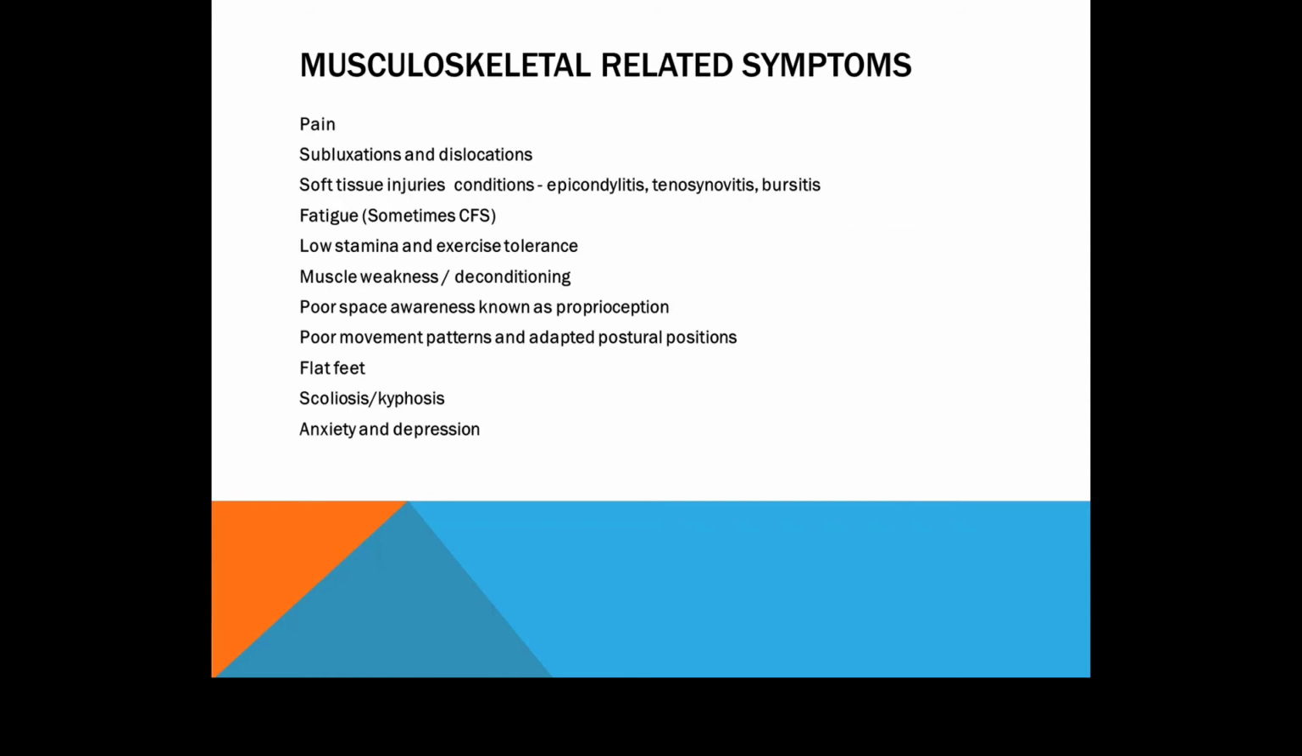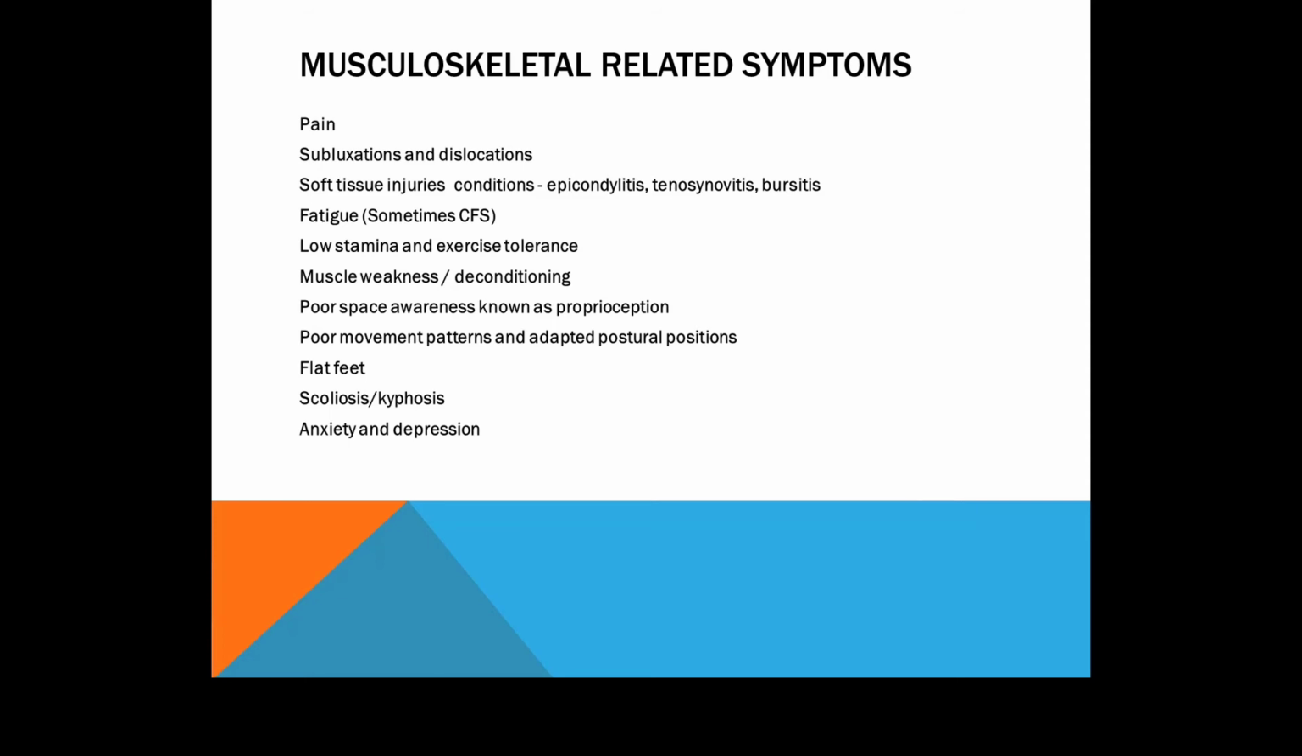So let's look at some of the symptoms. Common symptoms that we see here at Wessex Rehab are those symptoms around pain. It's probably the most commonly reported symptom, followed by subluxations and dislocations. Soft tissue injuries, such as epicondylitis, tenosynovitis and bursitis, are conditions of the soft tissue which are normally related to overuse of the joints or the tissues. Fatigue is very commonly reported, sometimes what we call chronic fatigue syndrome.